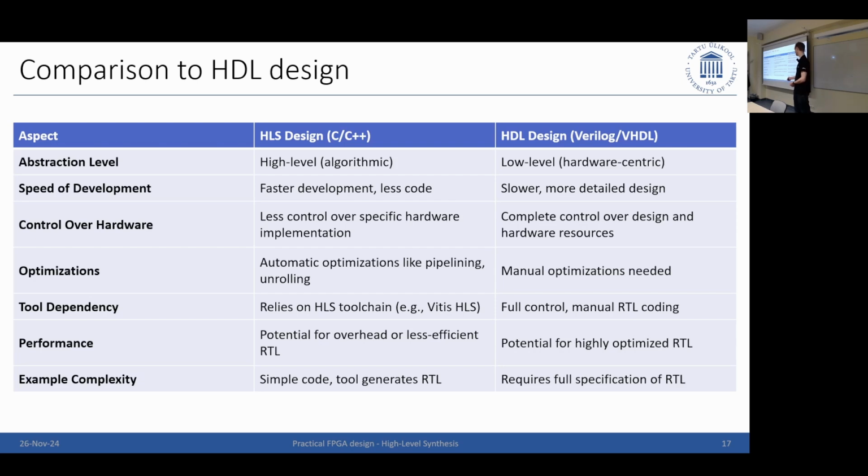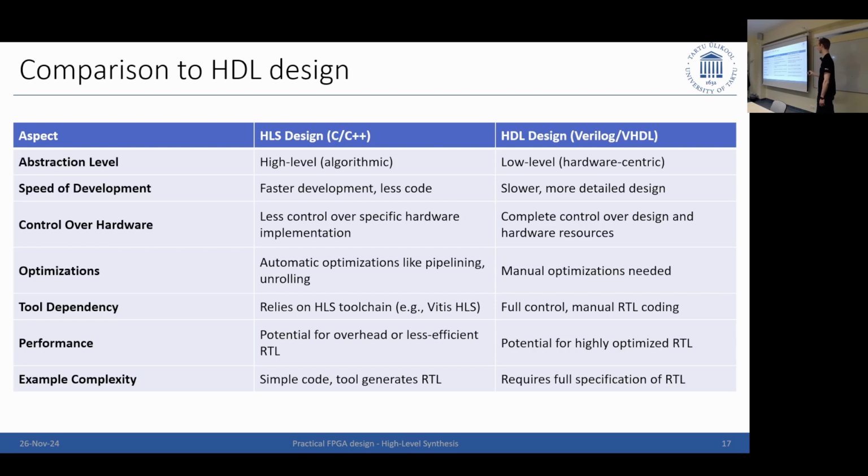Example complexity: simple code, tool generates RTL. So that's kind of nice. And then when we go to RTL, it's low-level, hardware-centric, so basically every interface to memory controllers, cameras, state machines, overall system control. Unless I use for system control a soft CPU, so a CPU integrated in the FPGA, the control will go through a state machine. It's slower, but it's more detailed.